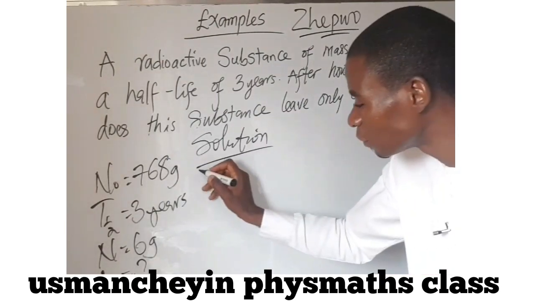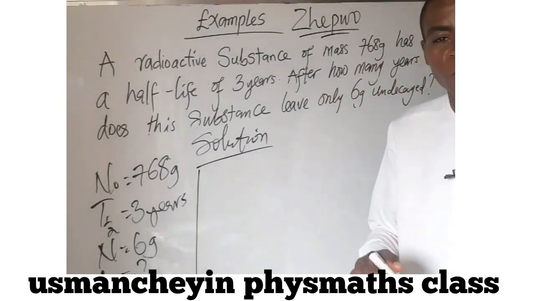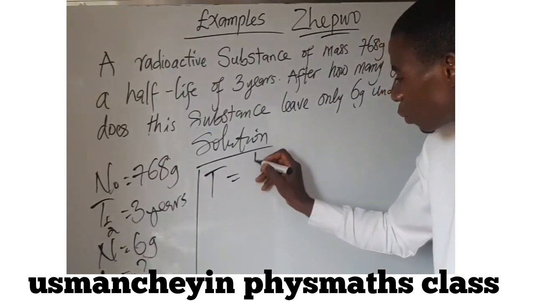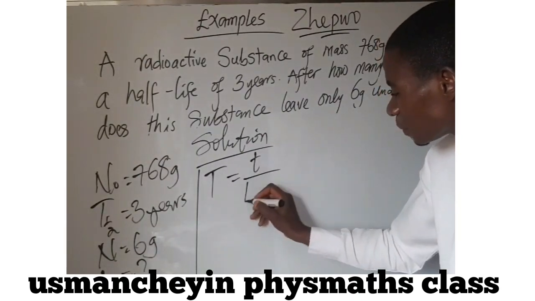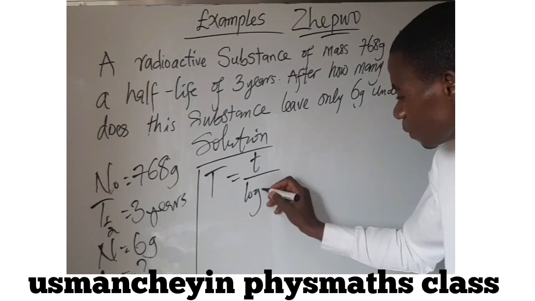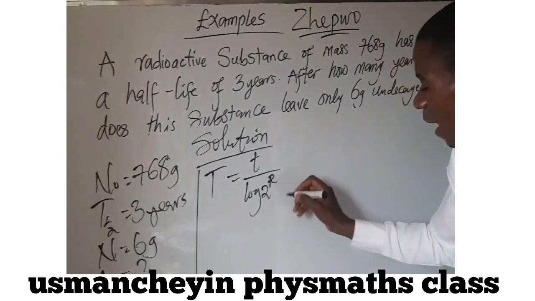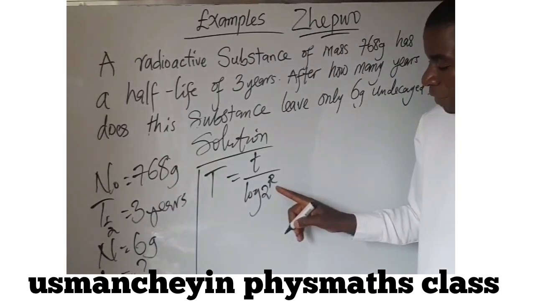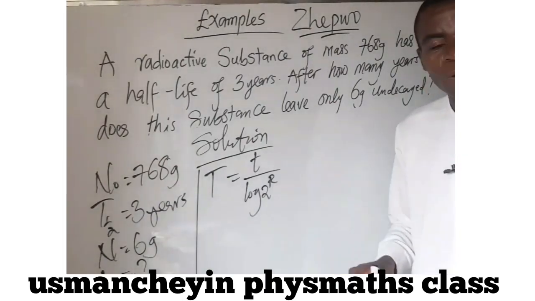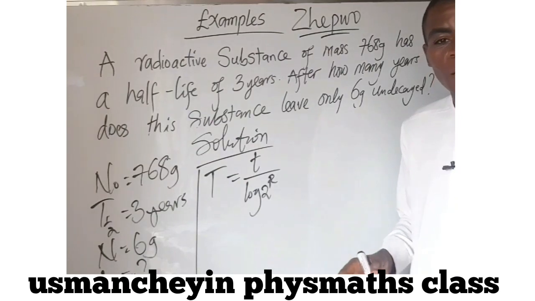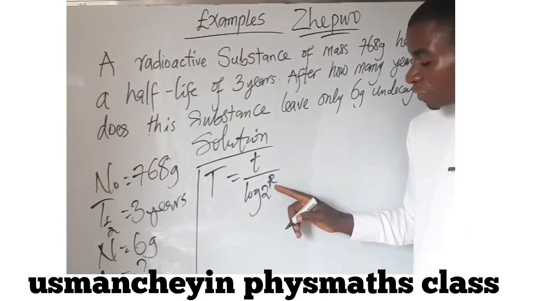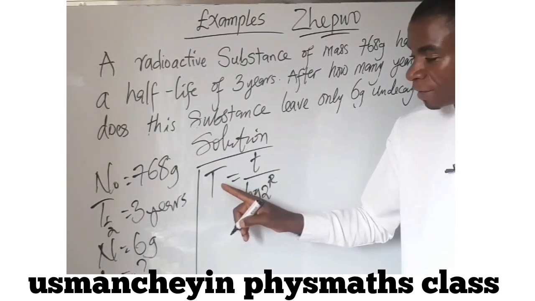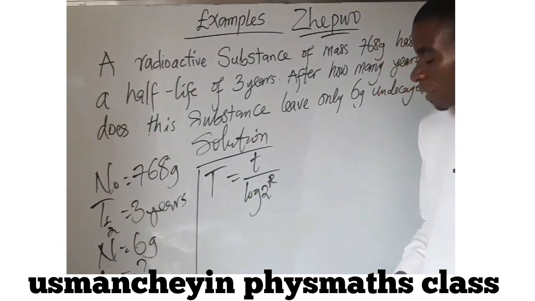Now we have to recollect the relationship of ZHEPWO, that T is equal to t all over log R base 2. But then we need to define what R is all about. R is called the disintegrating ratio, and this capital T is the half-life. This T and this t are the same thing.